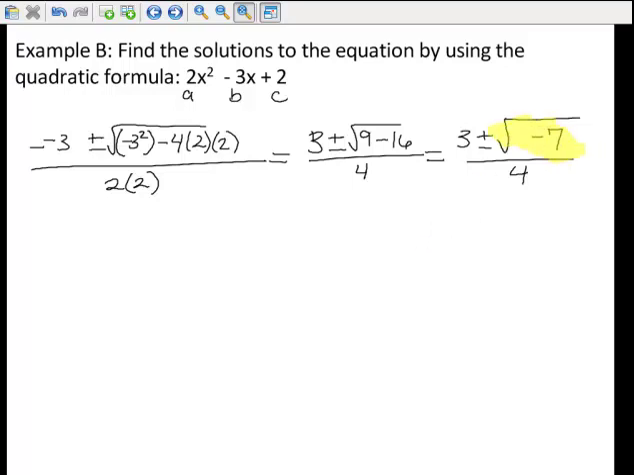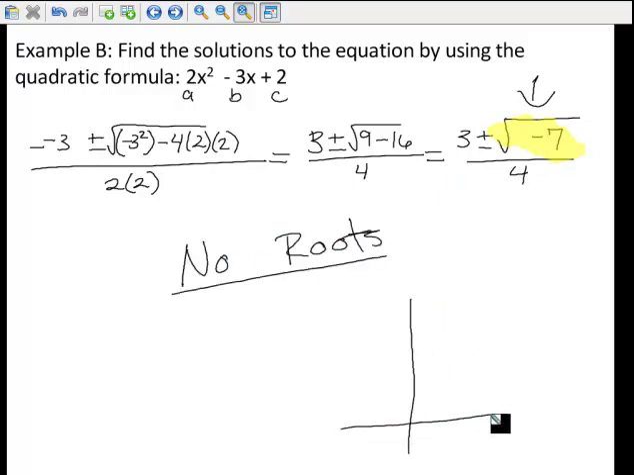We cannot take the square root of a negative number. There is no number that when squared equals a negative number, because a negative times a negative will always equal a positive, and a positive times a positive will always equal a positive. We can never have a negative under the square root. So that is a huge key to knowing that there are no roots. If we graph this quadratic, we actually realize that it goes something like that. It never touches the x-axis. And that's why we don't have any roots.